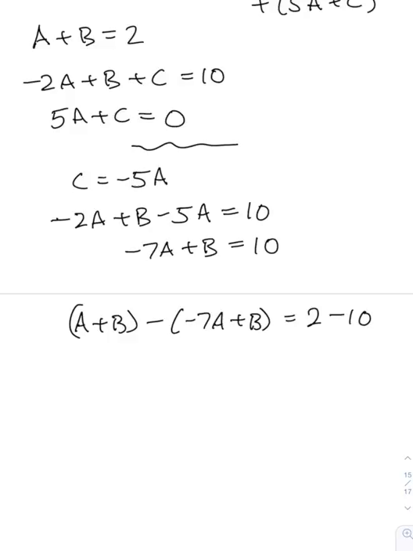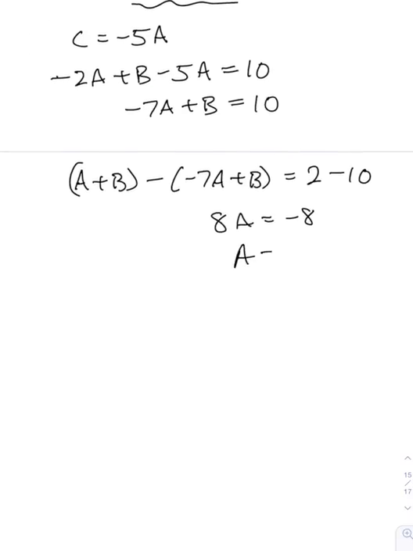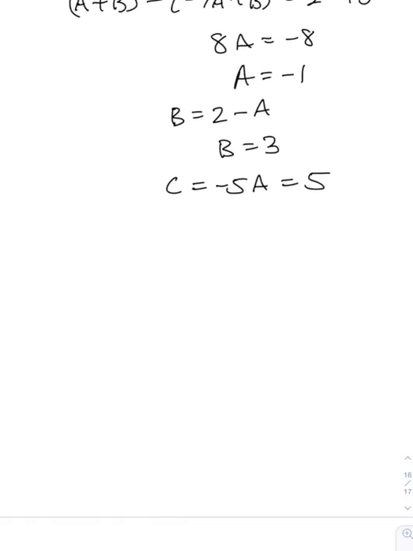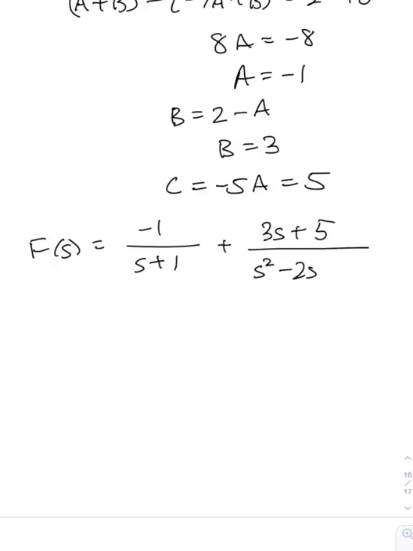So that gives me 8a is equal to negative 8. So a is negative 1. And then from the first equation, b is equal to 2 minus a, so b is equal to 3. And then from the equation at the top of the screen right now, c is negative 5a, so c is 5. And so putting that all together, I've got F of s is negative 1 over s plus 1 plus 3s plus 5 over s squared minus 2s plus 5.